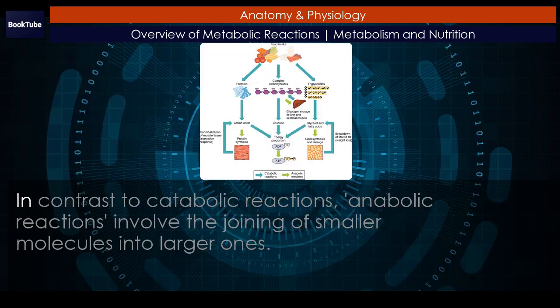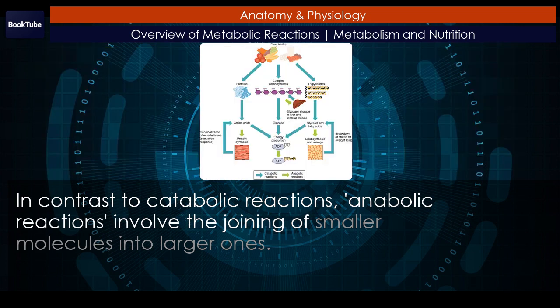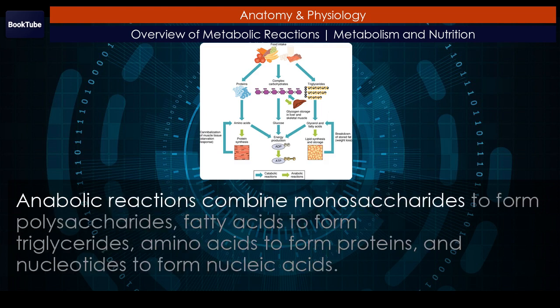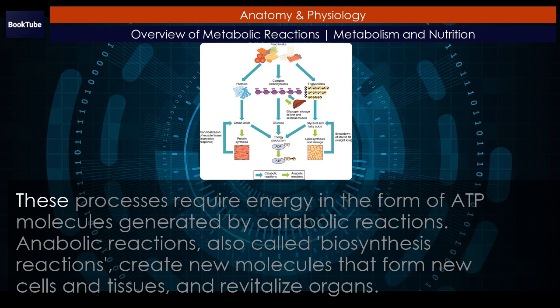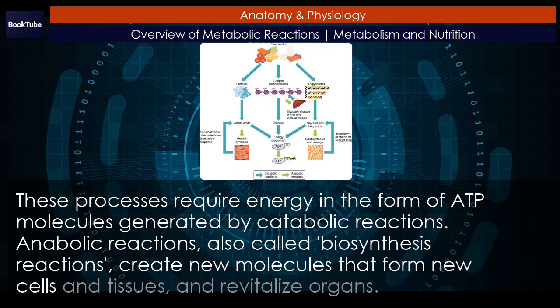Anabolic reactions. In contrast to catabolic reactions, anabolic reactions involve the joining of smaller molecules into larger ones. Anabolic reactions combine monosaccharides to form polysaccharides, fatty acids to form triglycerides, amino acids to form proteins, and nucleotides to form nucleic acids. These processes require energy in the form of ATP molecules generated by catabolic reactions. Anabolic reactions, also called biosynthesis reactions, create new molecules that form new cells and tissues, and revitalize organs.